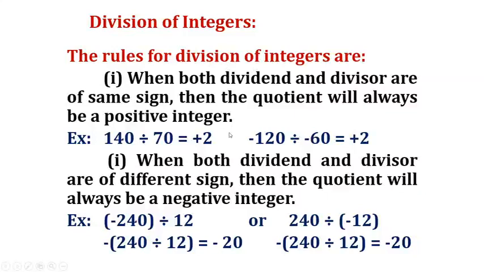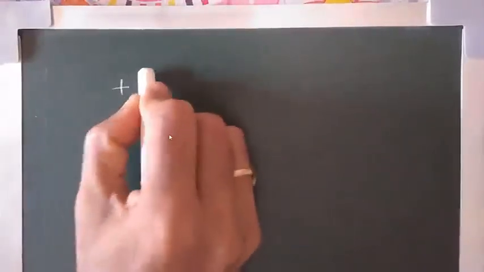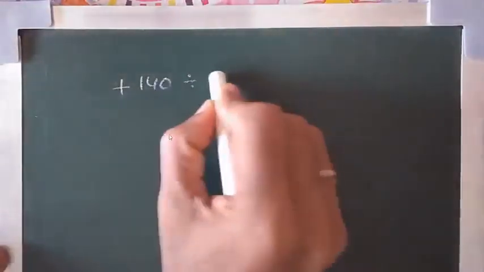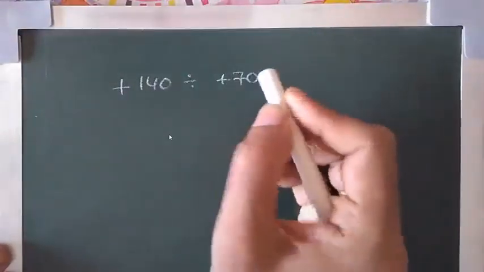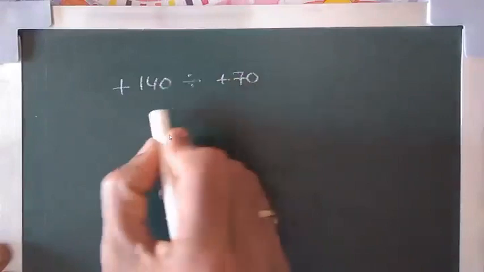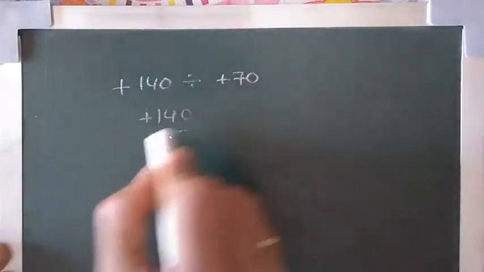When both dividend and divisor are of the same sign, the quotient will always be a positive integer. How can you write this? Plus 140 divided by plus 70. I am writing here, plus 140 divided by plus 70. Division means you can write it in the form of plus 140 by plus 70.